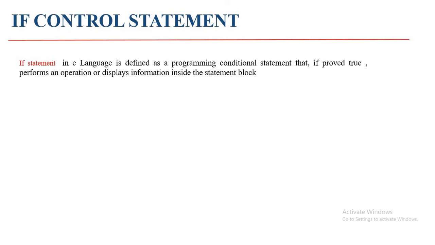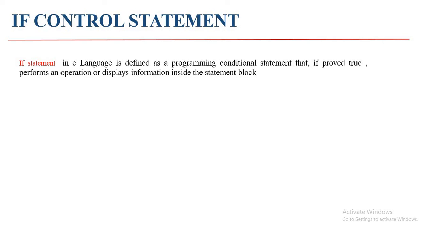What is the if control statement? The if statement in C language is defined as a programming conditional statement that, if proved true, performs an operation or displays the information inside the statement block. In the if control, we are going to use only the if condition. Whatever condition you give, if it is true, then the code inside is executed, or else it will come out of the program.